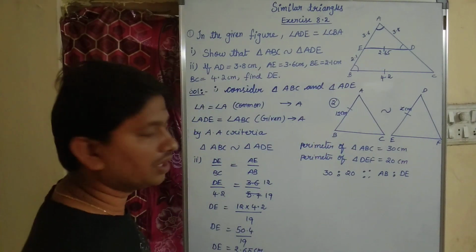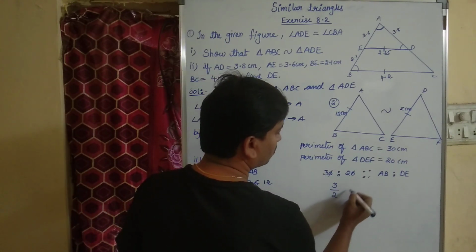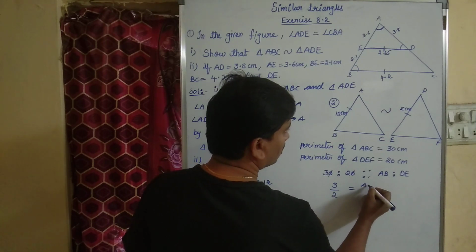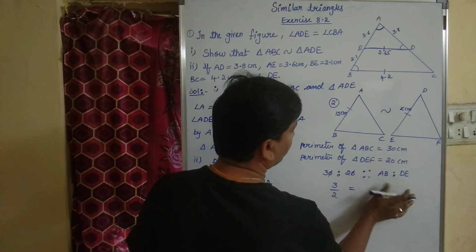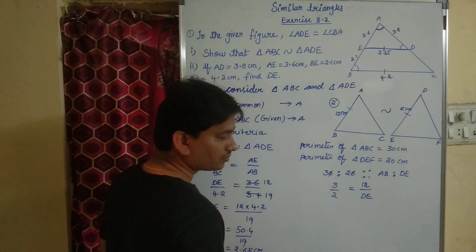AB is to DE, so 30 is to 20. I can cancel the zeros and write 3 by 2 is equal to AB by DE. What is the length of AB? Given the length of AB is 12 by DE.